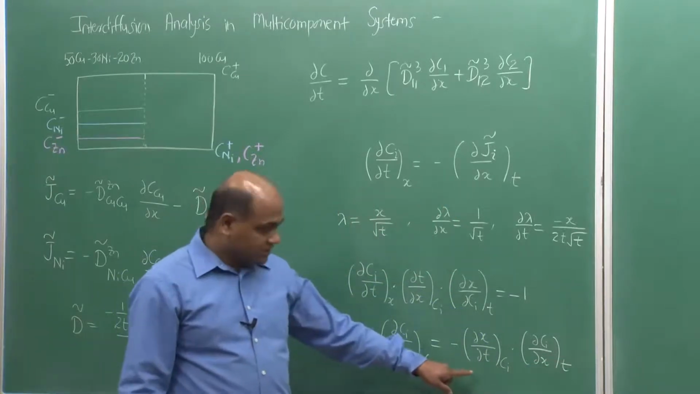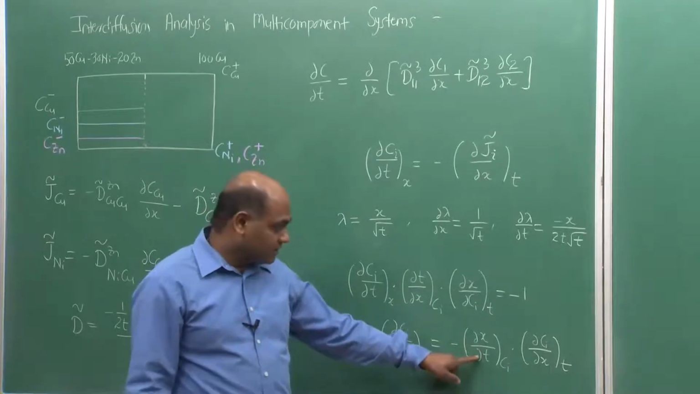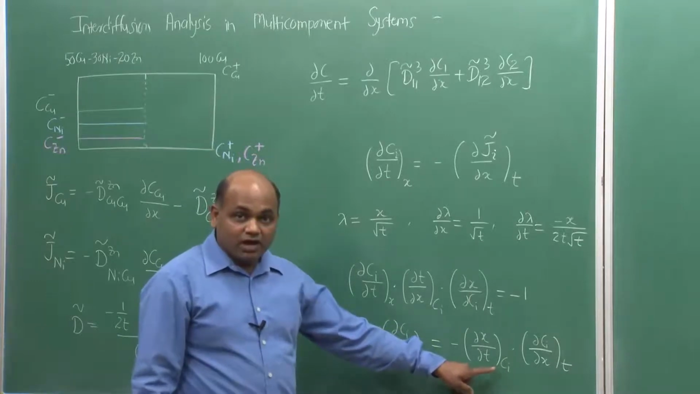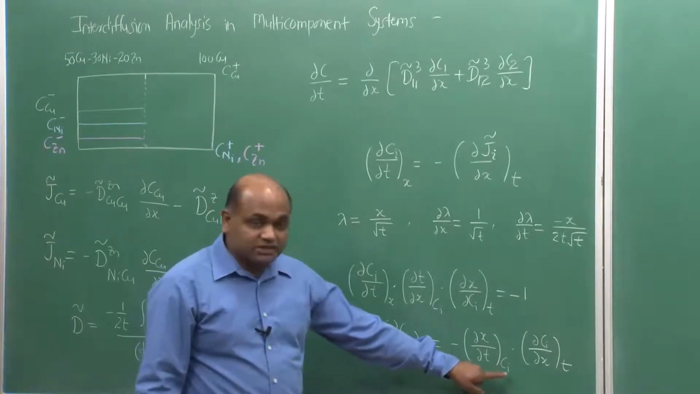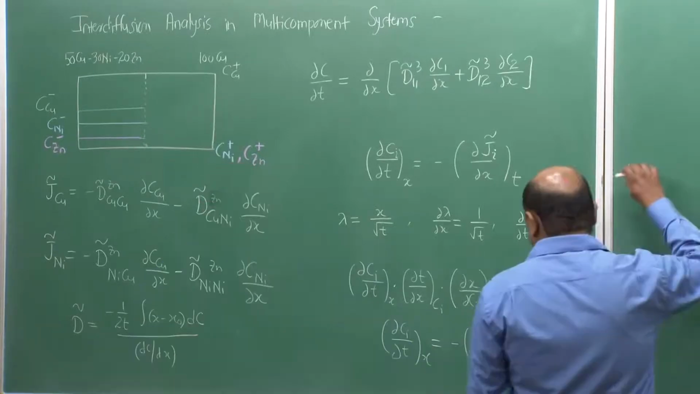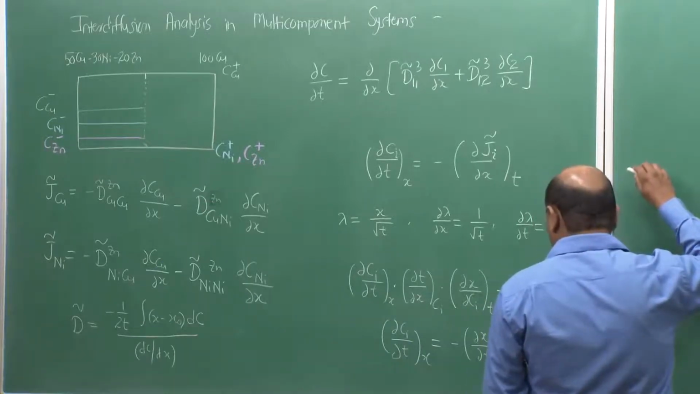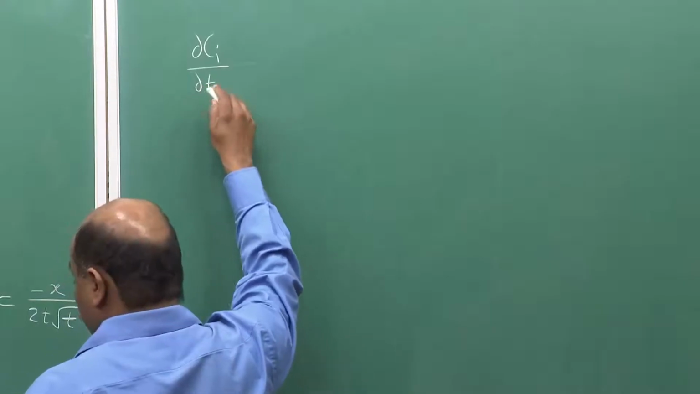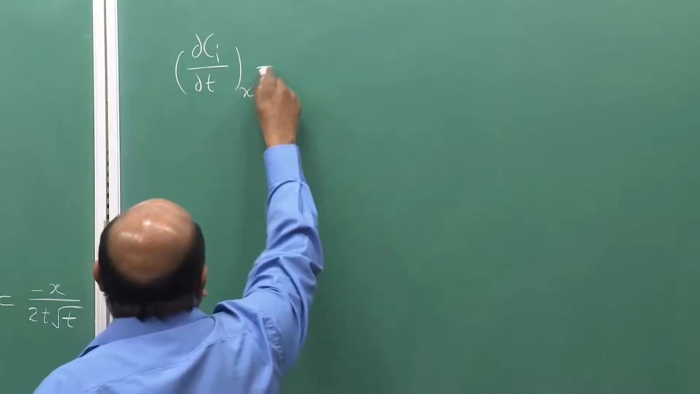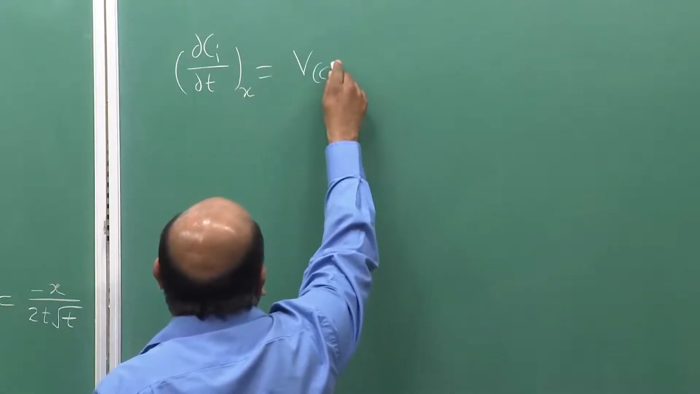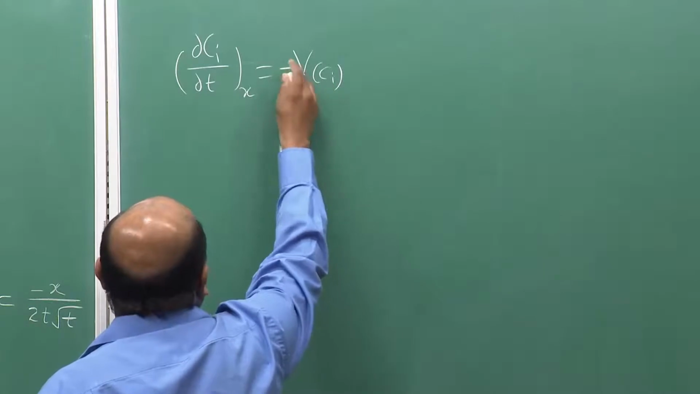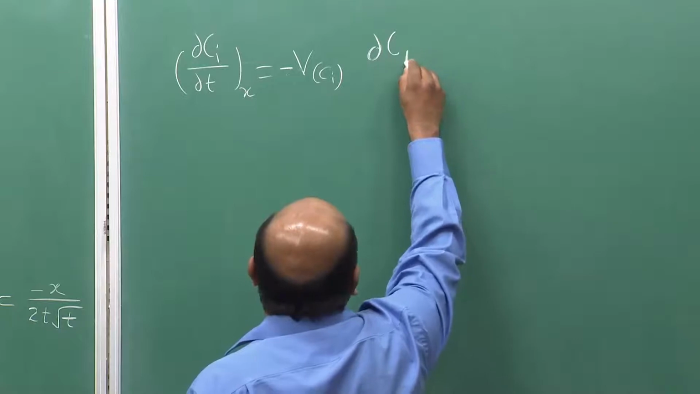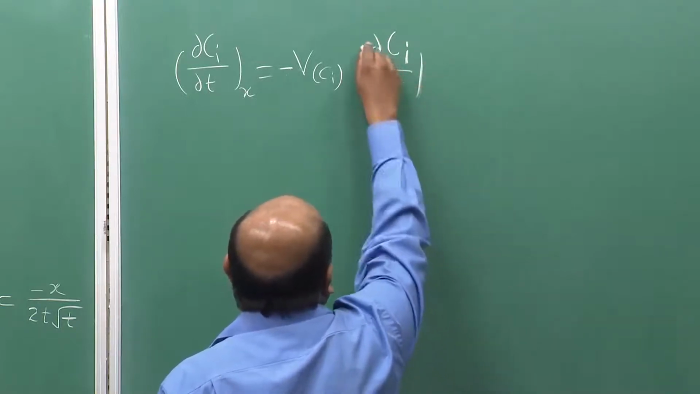Now, if you look at the first term on the right hand side, dou x by dou T at constant C I, this is nothing but the velocity of the composition plane C I. So, we can write dou C I by dou T at constant x is equal to V of C I, there is a negative sign here, times dou C I by dou x at constant x.